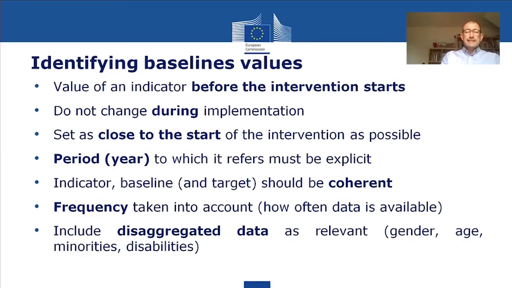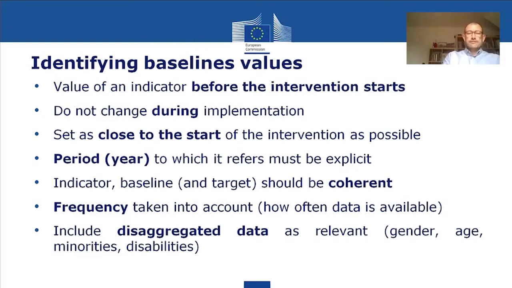The indicator, baseline and target should be coherent. That sounds evident, yeah, but you don't say percentage of women trained and then your baseline is like 15, and then your target is enhanced skills and capacities. That doesn't make sense, but sometimes it happens. So the indicator, the baseline, and the target should be coherent.